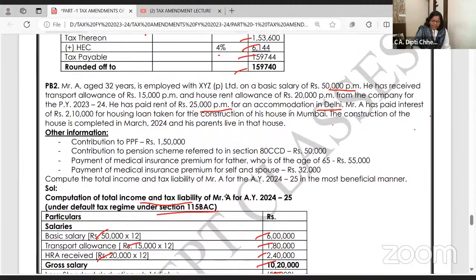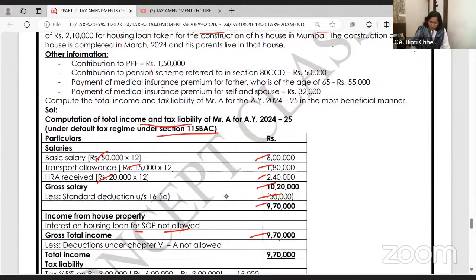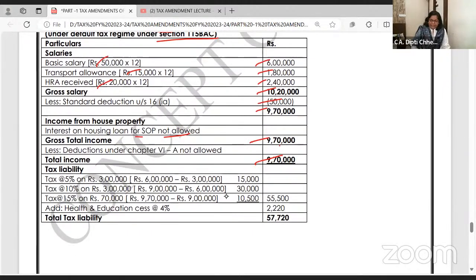970. Now, he has put the money in PPF and pension and mediclaim and all. Any deduction is allowed? No. So what is your income? 970. Gross total and total.